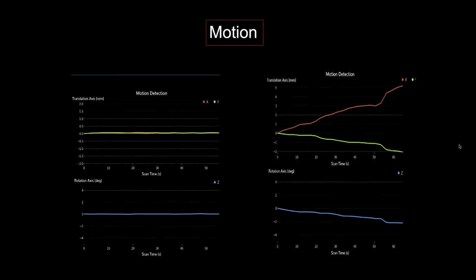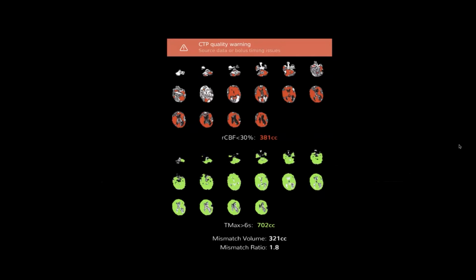Now, we also know that most of the patients who come in as code stroke can unfortunately be quite sick, and almost 40% of them may have motion. So this is something that you'll have to deal with on a very common basis. So look at this scan. I mean, here again, quite a no-brainer, right?